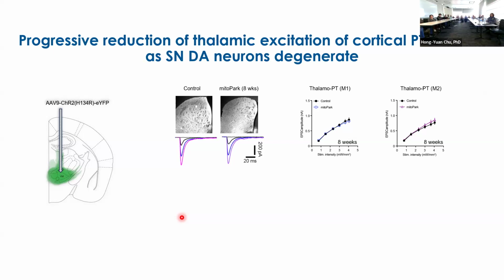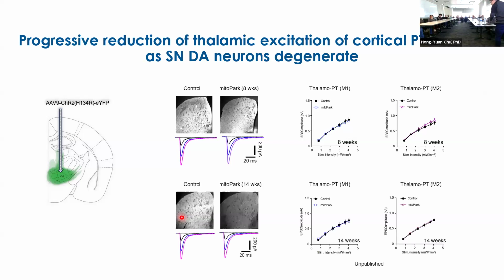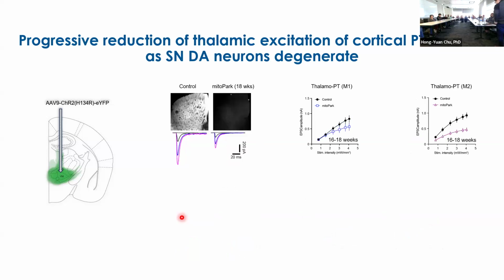At 8 weeks, you can appreciate that the Parkinson mice show almost identical thalamic excitation compared to controls in both M1 and M2. When we repeat this experiment in the 14 week Parkinson mice, it's the same: no change in the thalamic excitation to M1 and M2 PT cells. Keep in mind that at this time point, there's about 50% reduction in the striatal dopamine axon terminals.